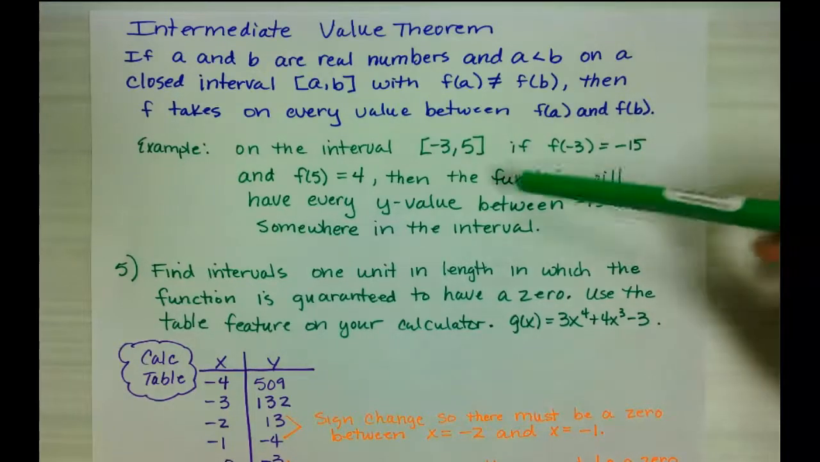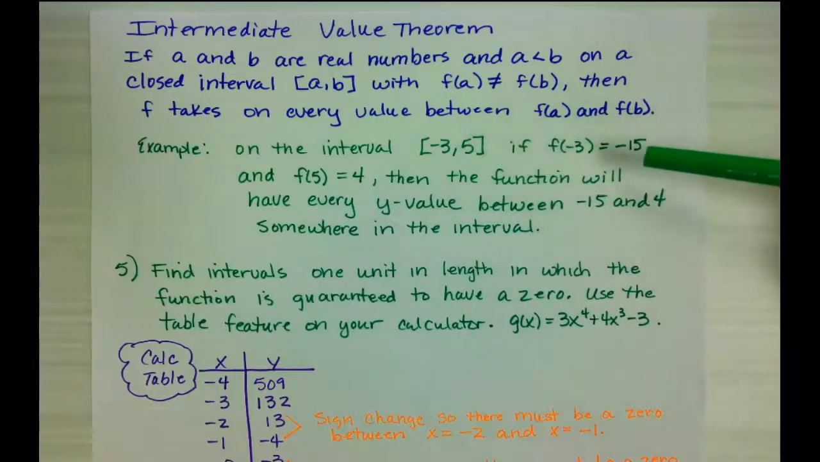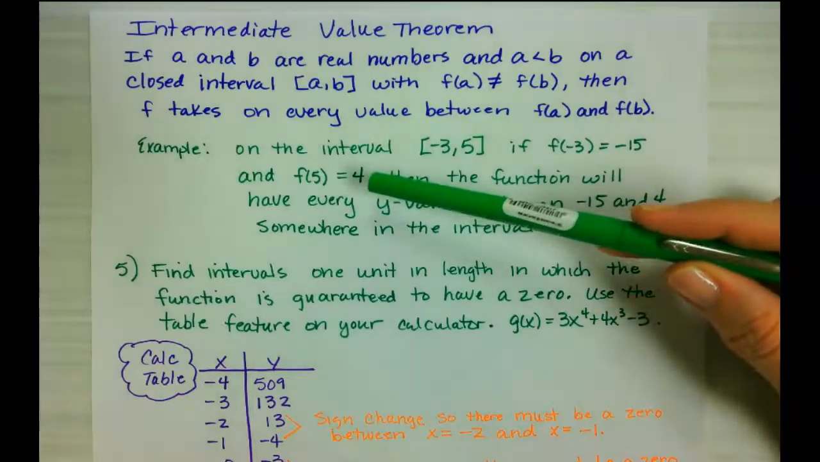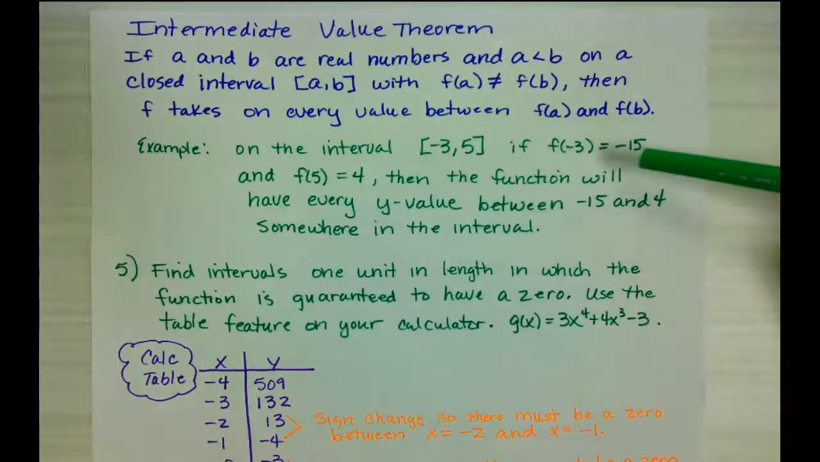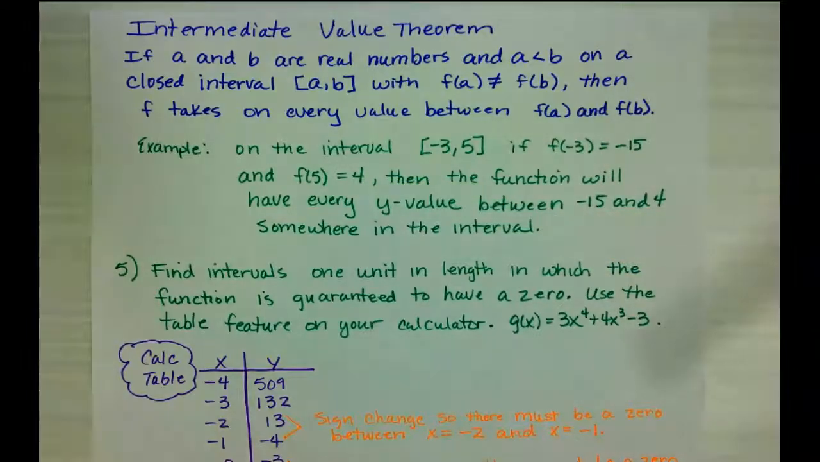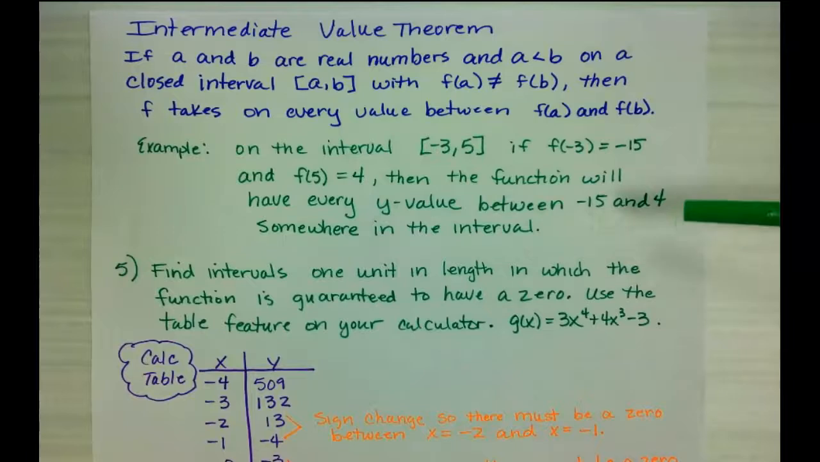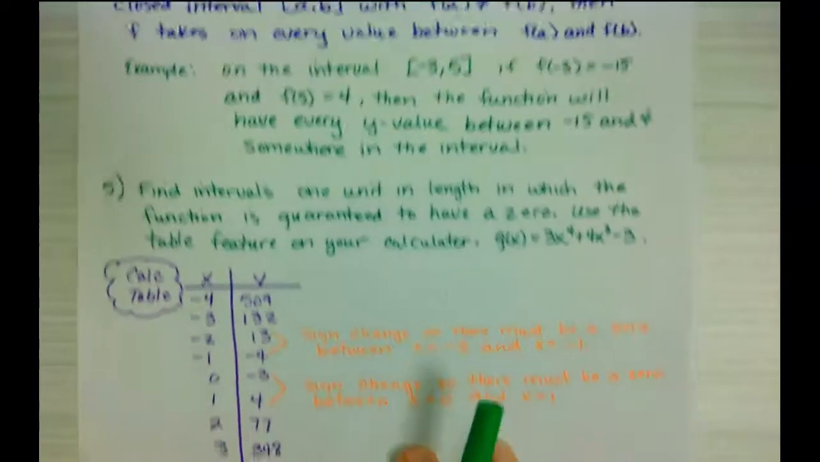So for example, if the interval was -3, 5, closed interval, and you don't have a function to work from, so they've probably given you these. f of -3 equals -15, f of 5 equals 4. So f of -3 is less than f of 5. It's not the same thing. Then the function will have every y value between -15 and 4, somewhere in the interval. So that's how that kind of works.